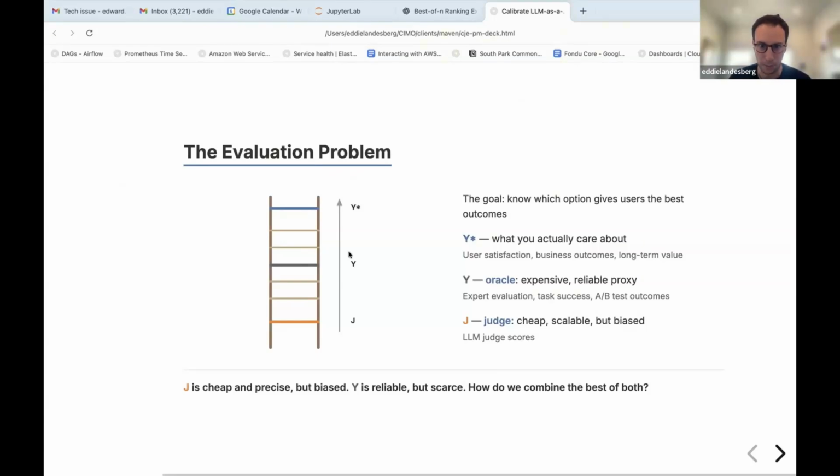And so you settle for what I call Y, and I'm going to use the term oracle in this context, which is something that's not perfect, but it's a pretty high quality approximation to what you care about. For example, average order value or whether people are signing up for the service. Maybe you run an A/B test on that, and that's the thing you can practically measure that maps to the thing you care about.